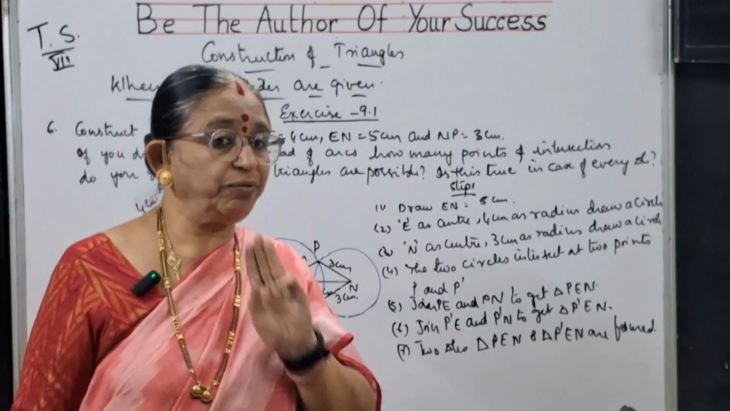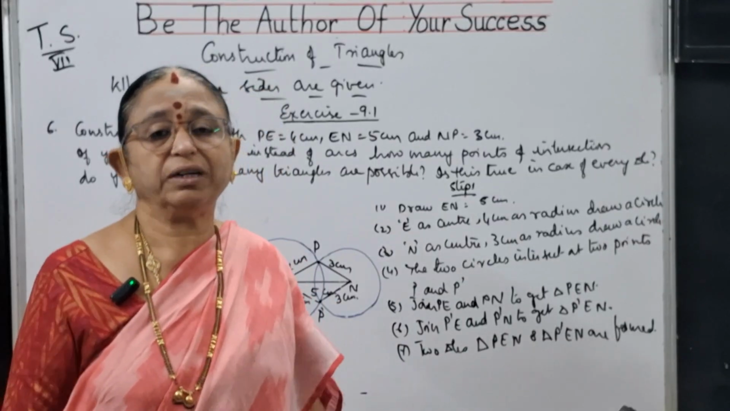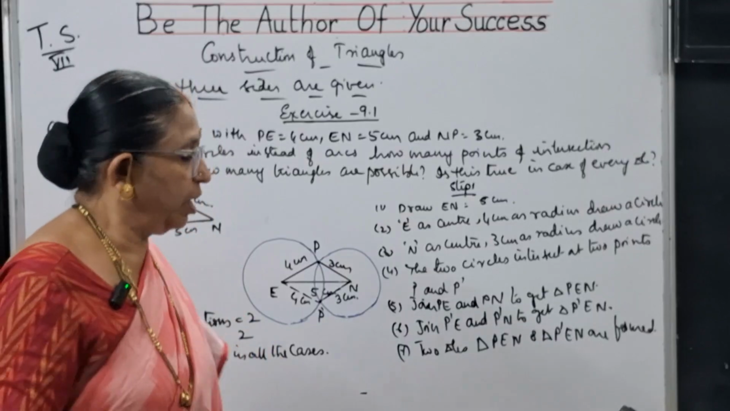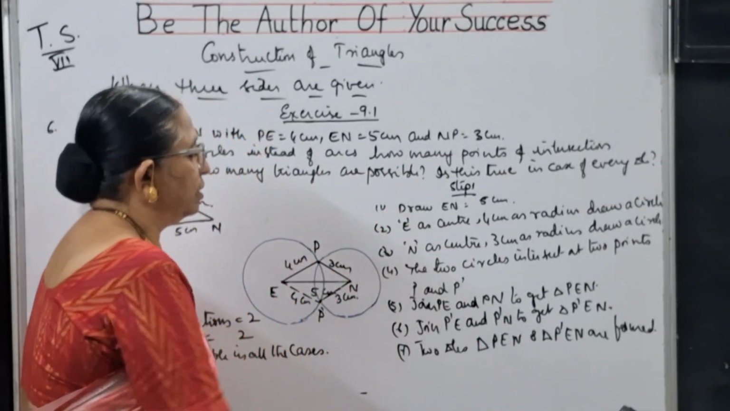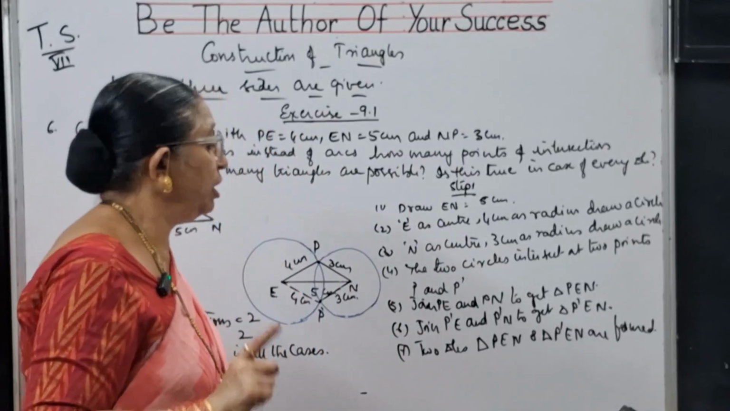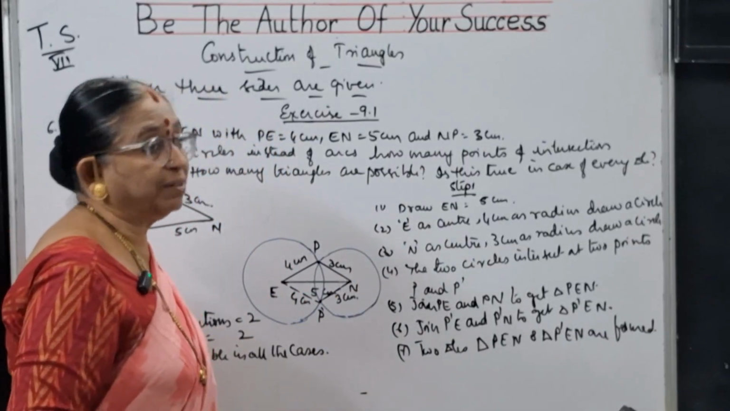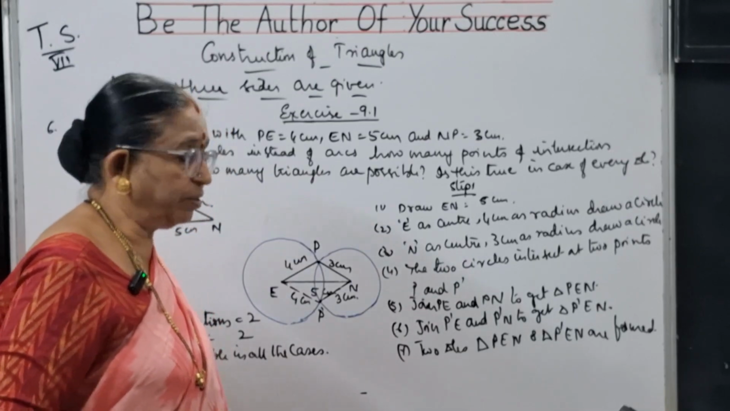When all the three sides of a triangle are given, instead of an arc, if you draw the circle, definitely you will be getting two triangles. It is always possible. That is why I have written here. These are the steps of construction. These steps of construction are a little bit different from the earlier one because we are using circles instead of arcs. I hope I am clear, children. Please note it down.